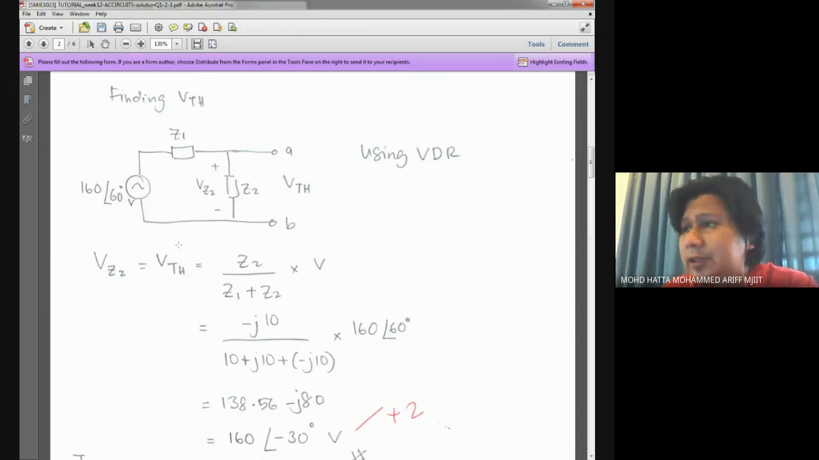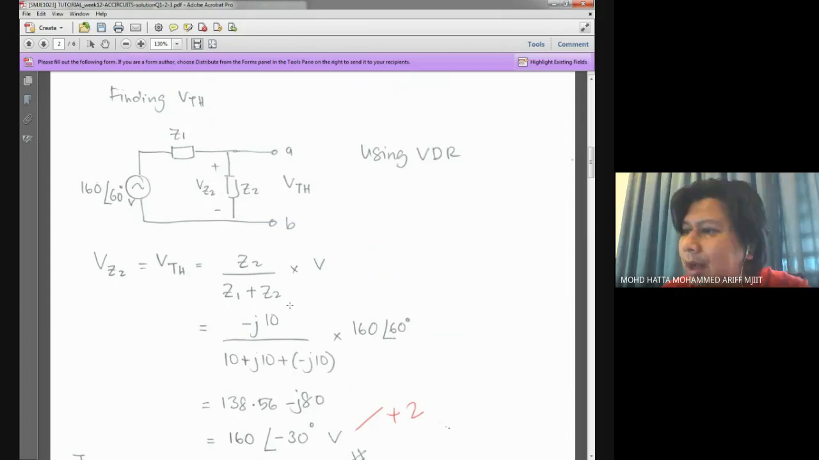So according to the circuit, we have a voltage. We put back the voltage over here, and we combine the resistor and inductor and denote it as Z1. And this is the capacitor, and this is the voltage we are looking at, the VTH. And based on this kind of circuit arrangement, we know that we can simply apply the voltage divider rule in order for us to get the value of VTH.